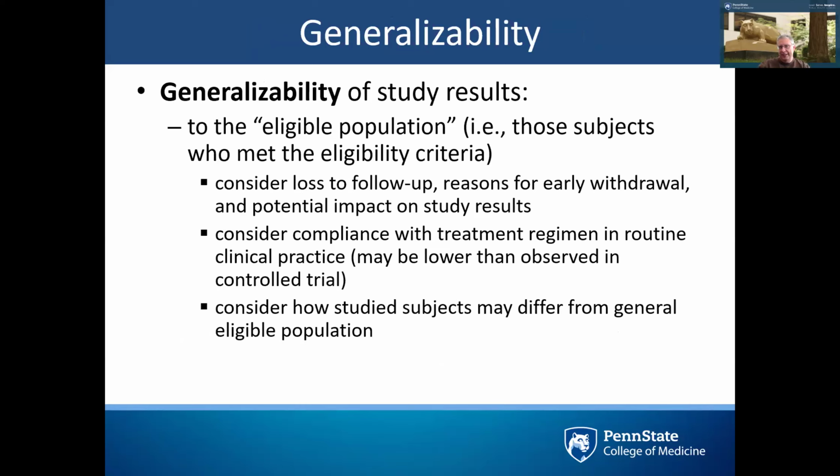So generalizability. How do you generalize? You want to generalize to the eligible population, those subjects who meet eligibility criteria. So you need to consider things like loss to follow-up, reasons for early withdrawal, and potential impact on the study results. Consider compliance with treatment regimen and routine clinical practice. And consider how subjects may differ from general and eligible populations.